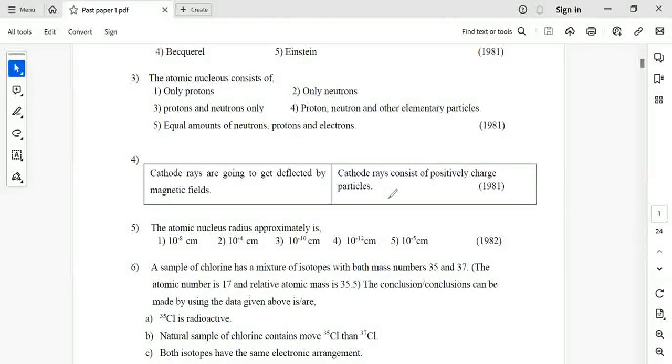Number 3, the atomic nucleus. We know that the atomic nucleus contains nucleons. That means nucleons means neutrons, protons, and elementary particles such as meson, positron. So there should be neutron, proton, and elementary particles such as positron, meson. Likewise, there are a lot of particles.